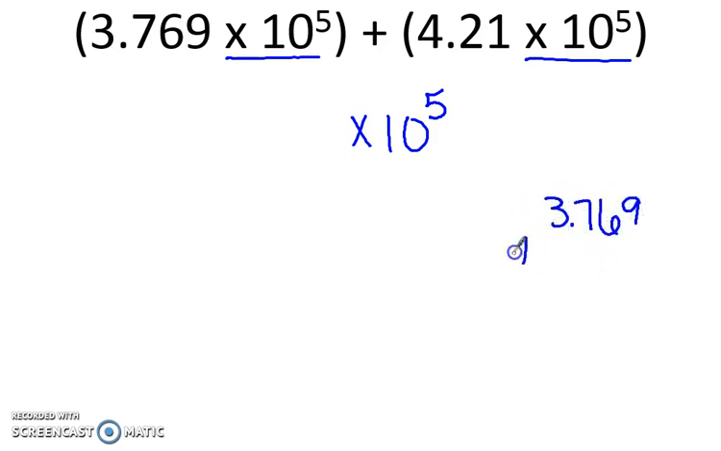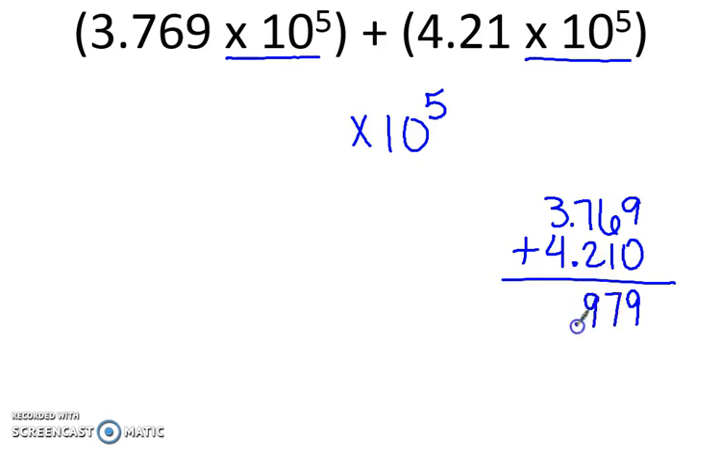3.769 and 4.21. Now remember, Miss Smith and Miss Portillo taught you guys in 6th grade that you got to line up those decimal points. If you don't line them up, your answer is not going to be right. We're going to put a 0 here as a placeholder, and we're just going to add. That's 9, that's 7, that's 9, decimal, lined up, and that's 7.